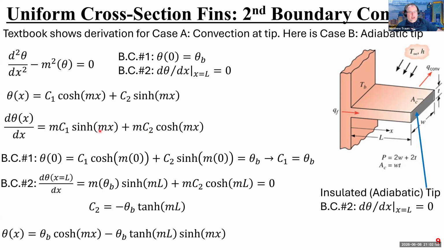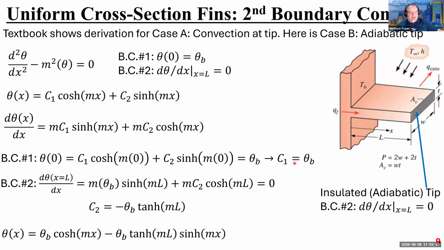And now I'm going to plug in my boundary conditions. So if I put in boundary condition number one, I'm plugging that into this original version of the equation. At the base, the temperature is the temperature of the base. So I'm taking a hyperbolic cosine of zero, basically hyperbolic sine of zero, and that all equals theta b. And so what falls out is that hyperbolic cosine of zero is one, hyperbolic sine of zero is zero. So I'm left with C1 is equal to theta b. And so that gives me my first constant from that first boundary condition.